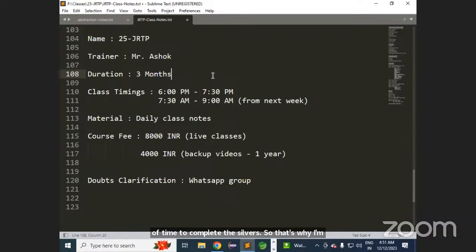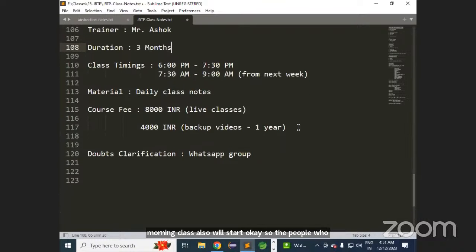Morning you do 1 class, evening you do 1 class. Currently the evening class has started. When you need to attend the morning class for microservices, I will update. Within 1 week, our morning class also will start. People who already know microservices don't need it, but if you don't know microservices, you need to attend that morning class also. For the JRTP people, I'm giving the microservices class, so utilize this opportunity.